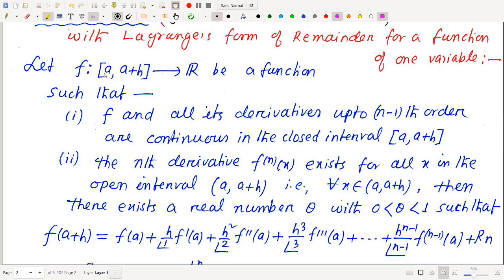Let f be a function from the closed interval [a, a plus h] to R. Real valued function. F is a real valued function. Domain is closed interval [a, a plus h], and codomain is R, set of real numbers. So f is a function such that f and all its derivatives up to n minus 1th order are continuous in the closed interval [a, a plus h]. In the closed interval, f and all its derivatives up to n minus 1th order are continuous.